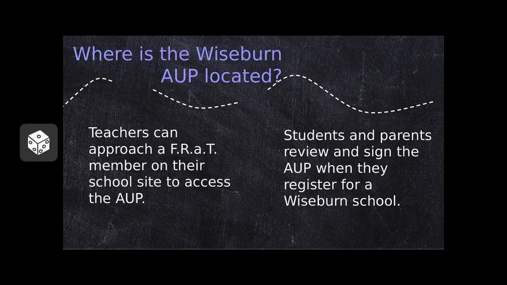Our students and parents are first shown the AUP when they register for any of our Wiseburn schools. There, they review and sign it before officially being enrolled into our school system.